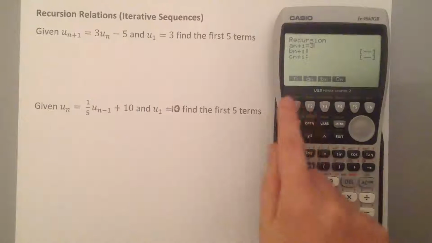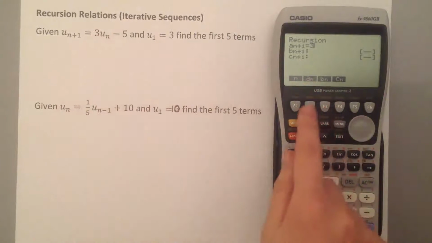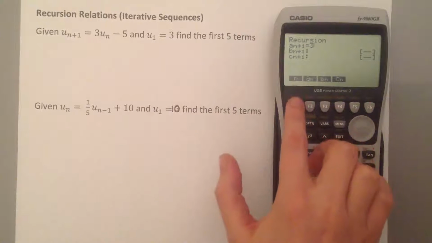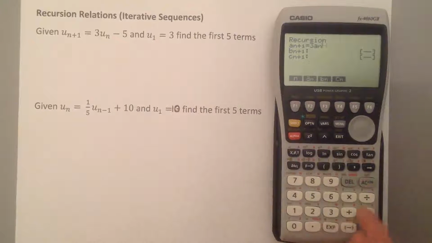So I start off with 3 and it comes up with these along the bottom. I'm just going to be using Un. If you did have terms that were just nth term sequences, you can use F1 as well. But I've got Un minus 5, so I type that in.